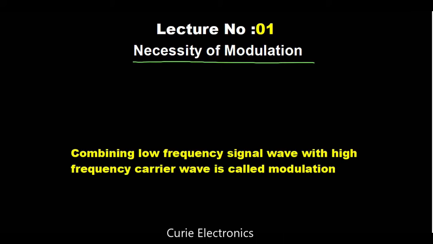Combining low frequency signals, signal wave with high frequency carrier wave is called the modulation. So low frequency signals means our speech and music, that is up to 20 Hz to 20 kilohertz, that is the frequency range. So those small frequency range signals we will modulate with the high frequency carrier wave. That is what modulation is.